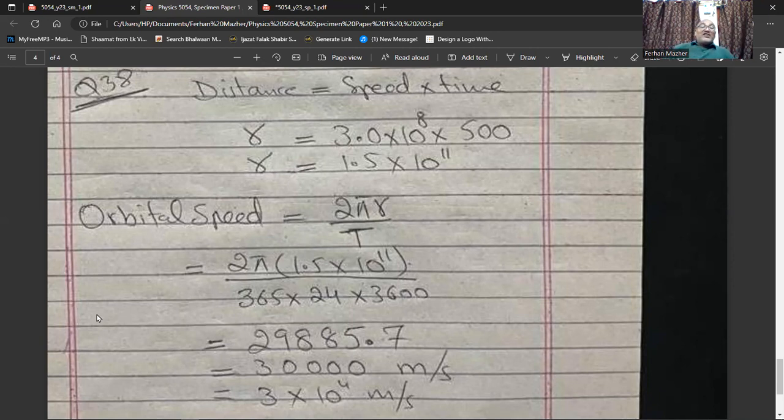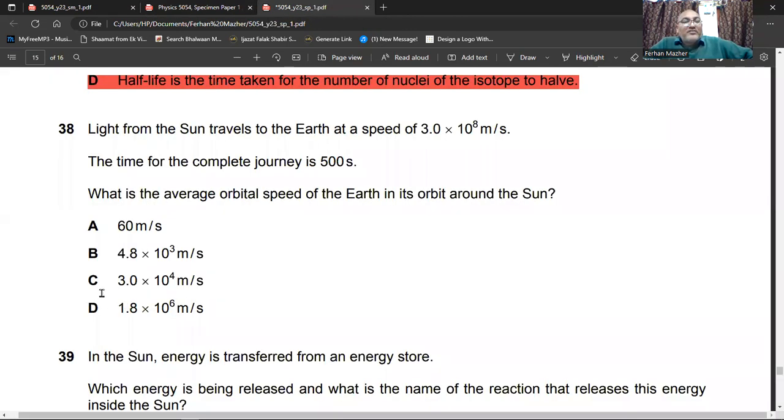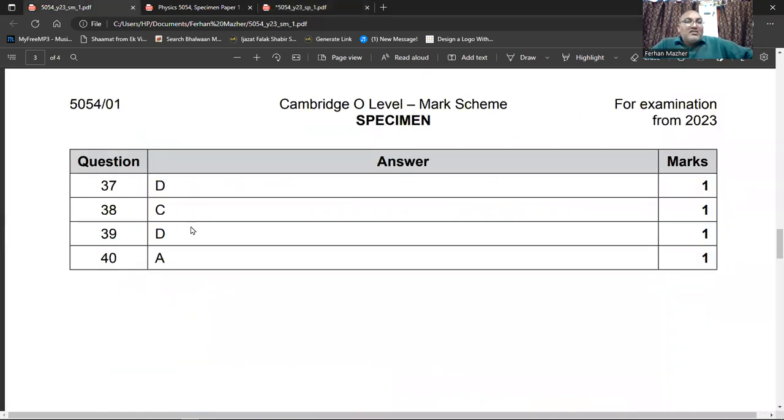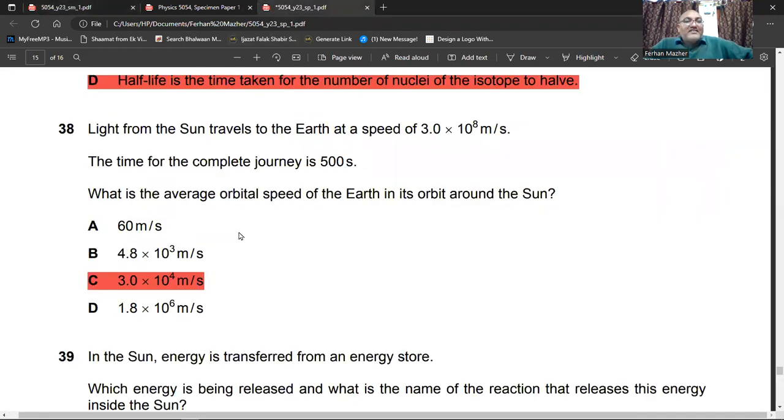In your calculator, you will write 2 multiply pi multiply 1.5×10^11 divided by 365 divided by 24 divided by 3600. That will give you 29885.7, which is approximately 30,000 meters per second. So the orbital speed of the Earth around the sun is 3×10^4 meters per second. So I think C is the right choice, sir. Yes, C is the right choice.